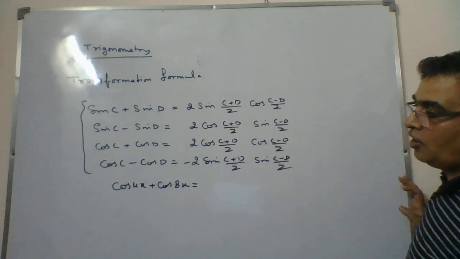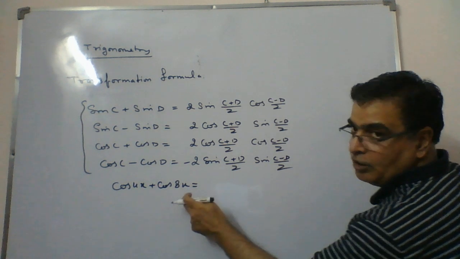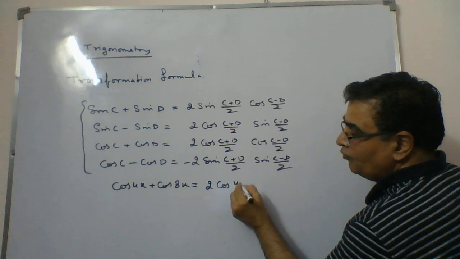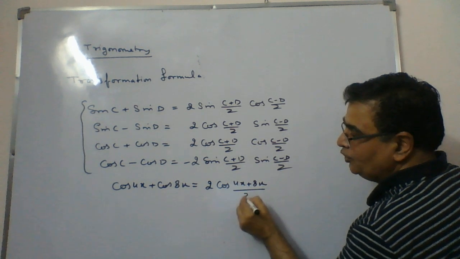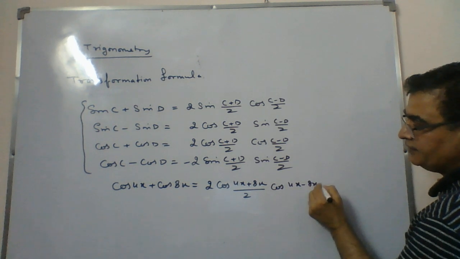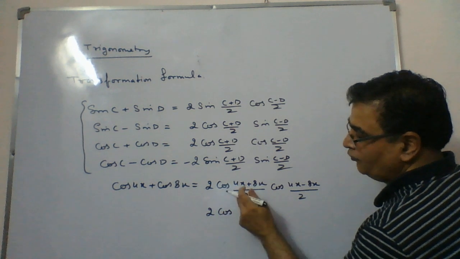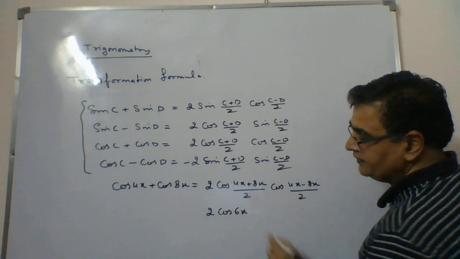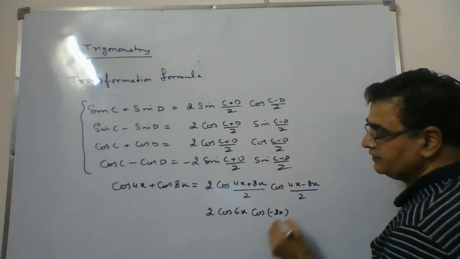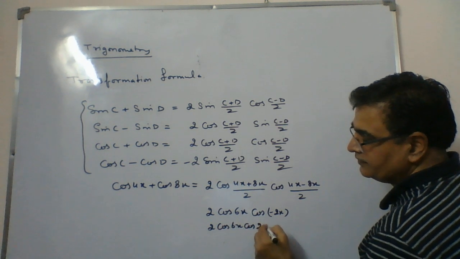Cos 4x plus cos 8x. When you take cos C plus cos D, again use the cos formula, but it is the first one we take, so it will be 2 cos of (4x plus 8x) by 2, and then cos of (4x minus 8x) by 2. Now when you solve it, 4 and 8 is 12, 12 by 2 is 6x, and this comes out to be cos of minus 2x. So it will come out to be 2 cos 6x cos 2x. That is the result.